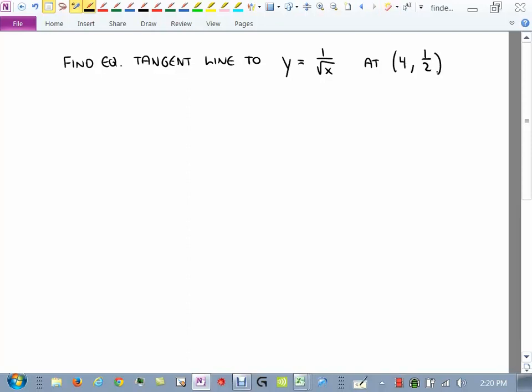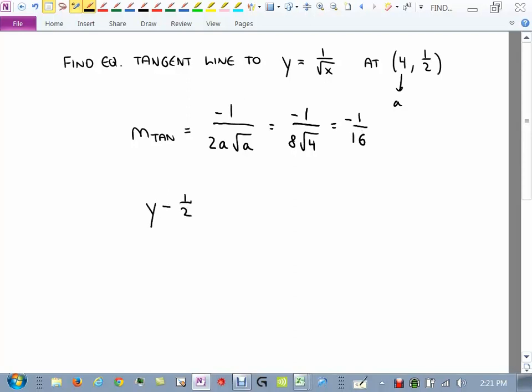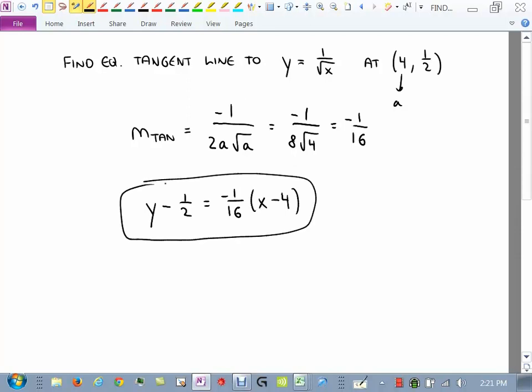Then using what we just figured out, we know that the slope of the tangent line at any point x equals a is negative 1 over 2a root a. So if here a is 4, we plug in 4 here, you get negative 1 over, let's see, 2 times 4 is 8, times the square root of 4, which is 2, so we get negative 1/16. So we know we have a negative slope there. So the equation of the tangent line would be y minus y1, just 1/2, equals the slope, negative 1/16, times x minus x1, x minus 4. And then we could simplify and try to get y by itself, but that's the equation. And I could do that for any point.